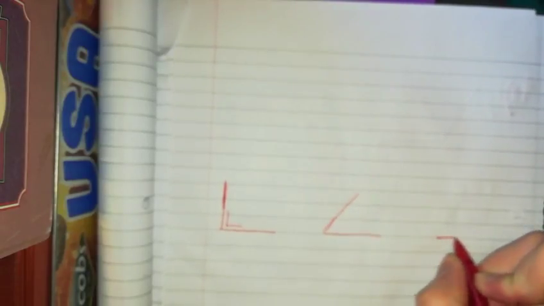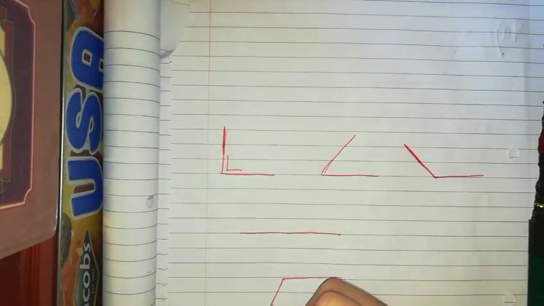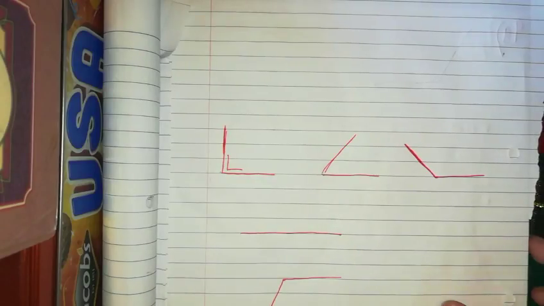So say if we have a right angle, that's going to be 90 degrees. If an angle is less than 90 degrees, it's going to be acute. If it's greater than 90 degrees, it's going to be obtuse, and if it's a straight angle, it's just going to be straight across. And then if it's a reflex angle, it's going to be greater than 180.